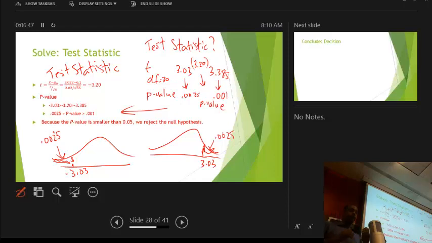So I use the T chart. The T chart doesn't have the negative values, but you can still look at the positives and then assume the symmetry holds. Now, would you like me to show the chart and how I got it from the chart? Would that be helpful? Okay, that's what I need.